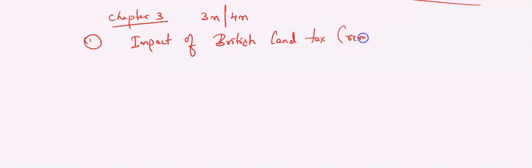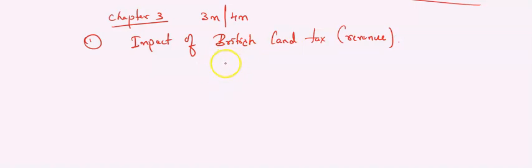Make a note. Explain the impact of British land tax system. Okay. Here I will give you a keynote. Please go through it. Explain the impact of British land tax, that is also called as revenue. Based upon this topic you can get a question.